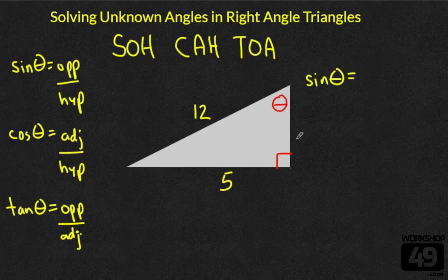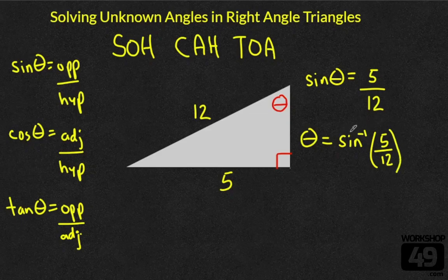We write our equation out. Sine of theta equals the opposite side, which is 5, divided by the hypotenuse side, which is 12. In order to get rid of a sine, you can't divide by sine. If you remember that every time, you can't divide both sides by sine, we have to use the sine inverse, that inverse sine function. Put that directly into your calculator. The arc sine of 5 over 12, theta will equal 24.62 degrees.